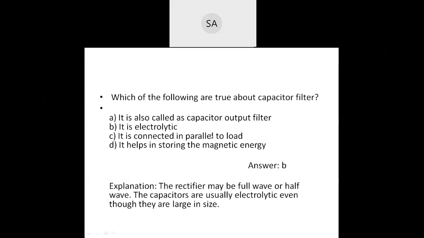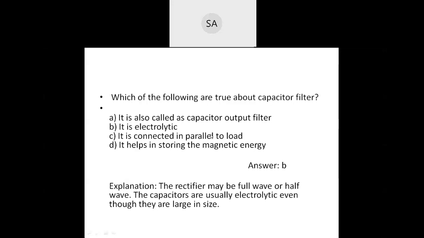And we discussed the need for regulation, the types of regulators, and the definition of regulation. The percentage of regulation can be calculated using V no load minus V full load, divided by V full load, into 100%. This is a very important equation to find the voltage regulation. And we discussed the types of regulators: series type voltage regulator and shunt type voltage regulator.